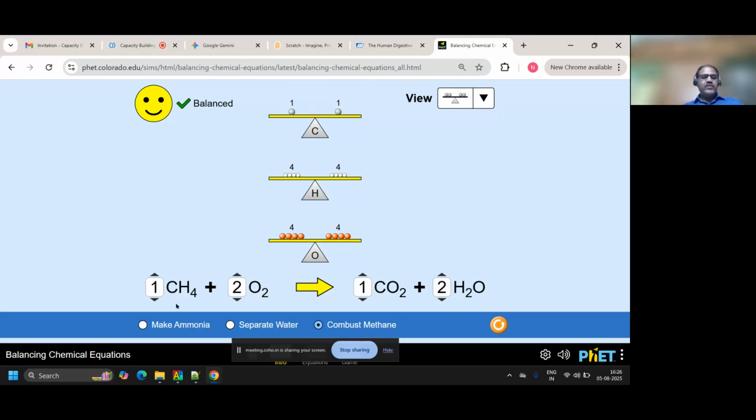Now when I did this, 1 CH4 plus 2 O2 leads to 1 CO2 plus 2 H2O. So this is what the balanced equation comes to. So this is again another simulation that helps to start with the basics. There are advanced level software to even balance very complex inorganic or organic equations. Okay, I stop the screen now.